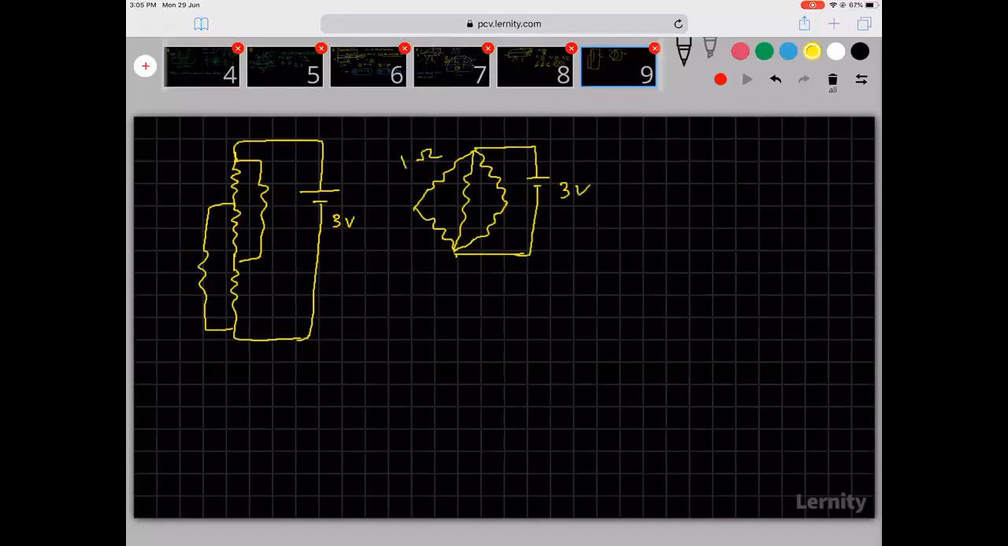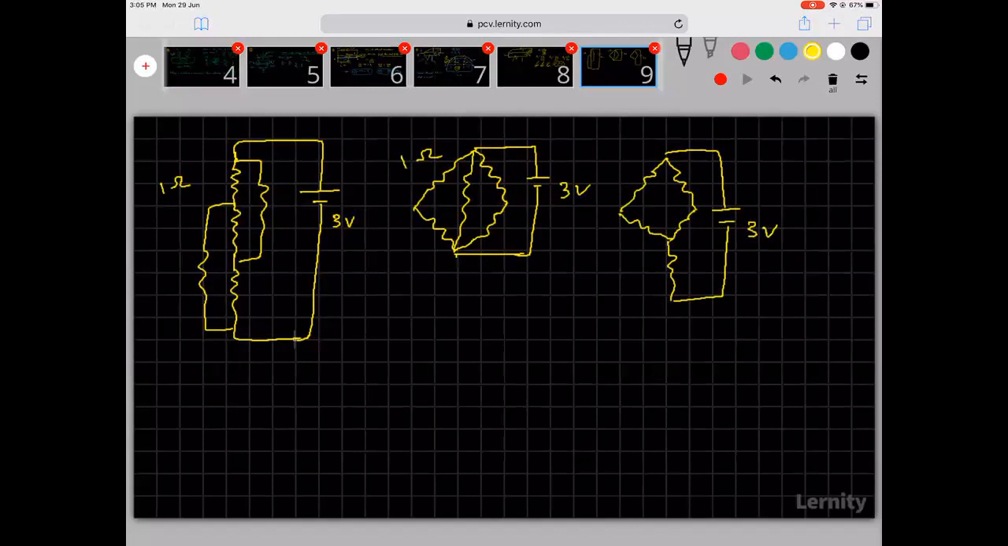These are all 1 ohm resistors. There are 5 of them. They are all connected in different combinations to a 3-volt battery. There is no internal resistance.